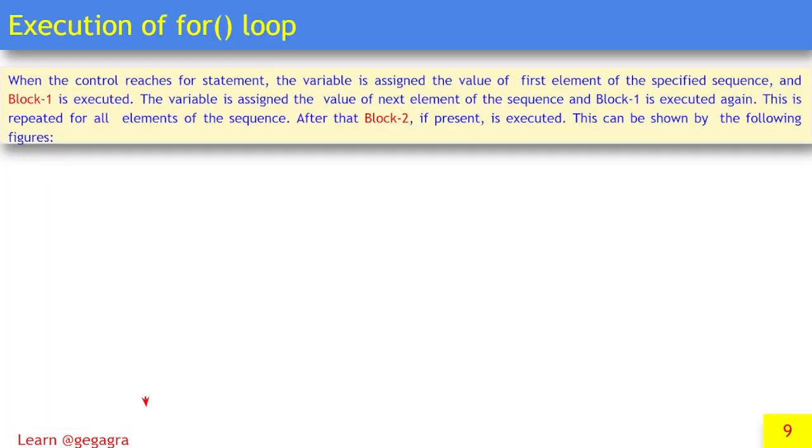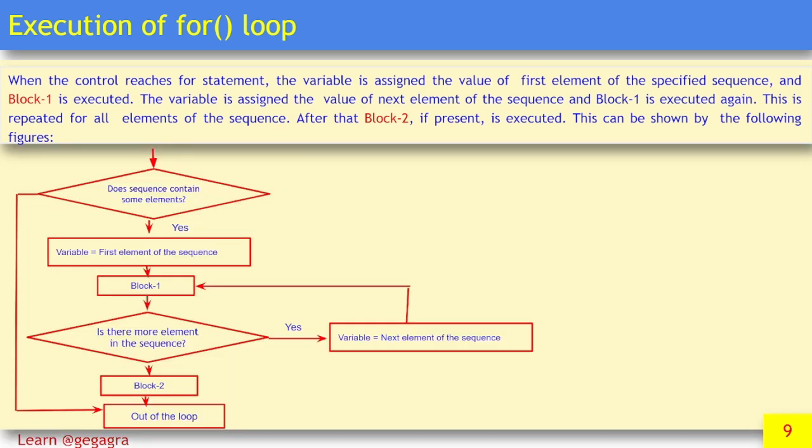Now, when the program is running and the control reaches the for statement, the variable is assigned the value of the first element of the specified sequence and block 1 is executed. The variable is then assigned the value of the next element of the sequence and block 1 is executed again. This is repeated for all the elements of the sequence. After that, block 2, if present in the code, is executed. This can be shown by the following flowchart. You see here.